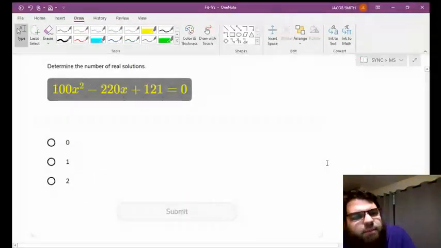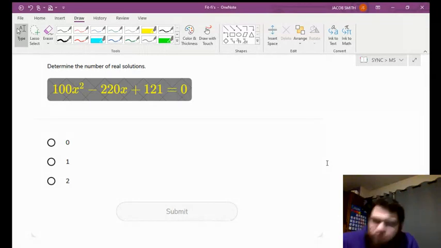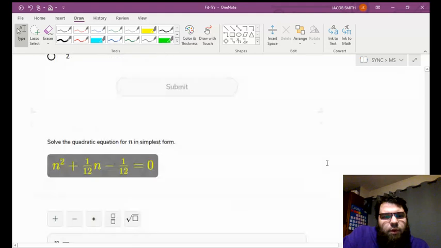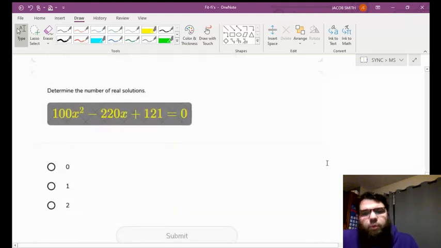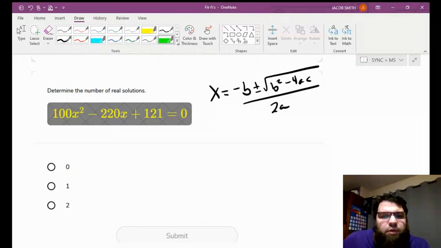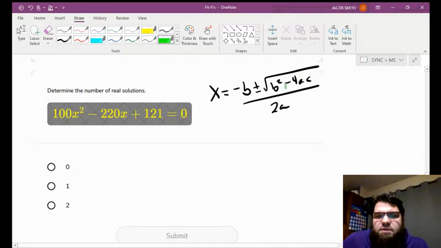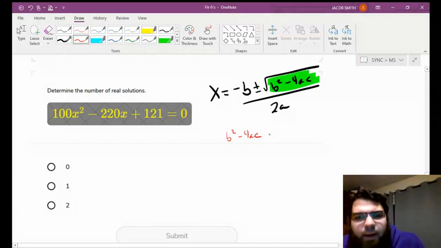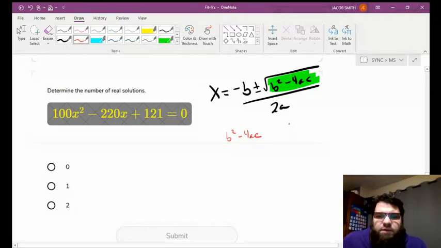All right. Last one, it wants to determine the number of real solutions. Remember, when we determine the number of solutions, all we need to look at is the discriminant. So we have that quadratic formula. Remember, the discriminant is this part right here underneath the radical. So if we evaluate the discriminant, we have b squared minus 4ac.